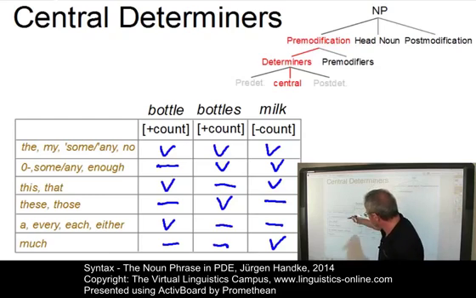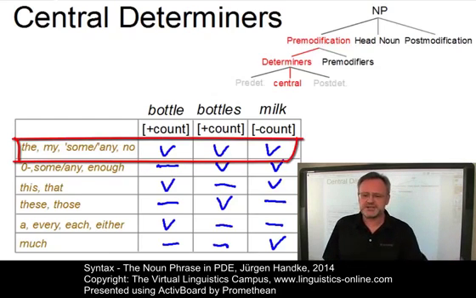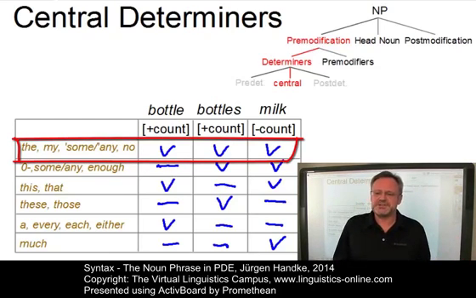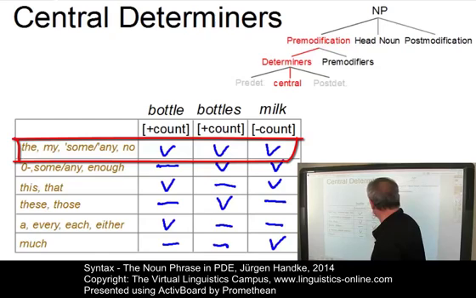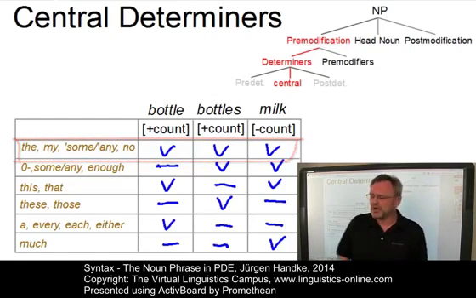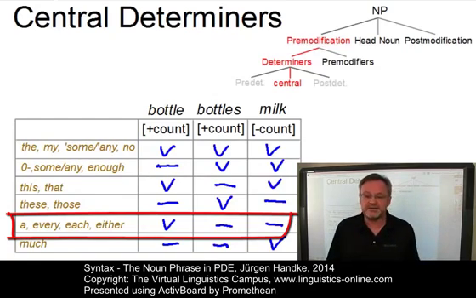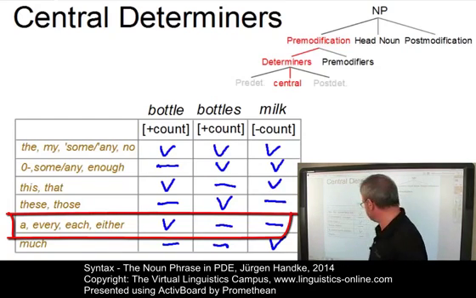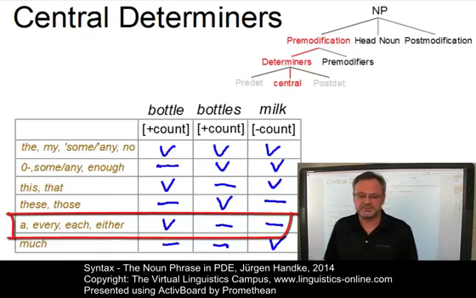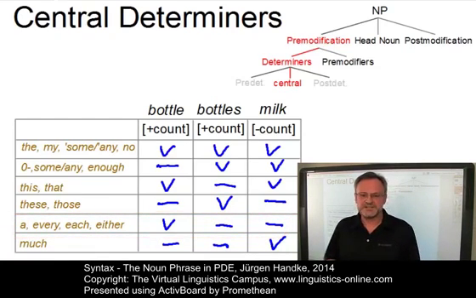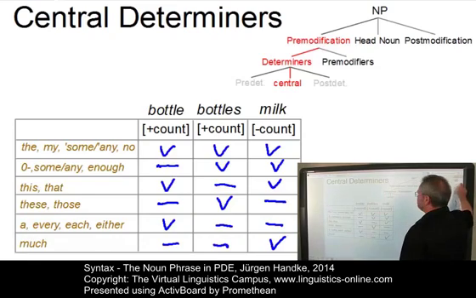So we can set up classes. For example, for the first class, we have determiners that can occur with count nouns, both in the singular and plural, and also with non-count nouns. So we have the bottle, the bottles, and the milk. Or if you take class 5 determiners such as a, every, each, and either, they can only be used with count nouns in the singular, such as in every bottle. Let's now look at the predeterminers.